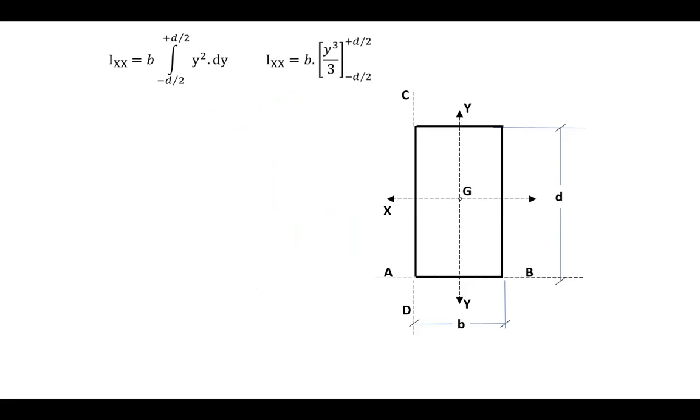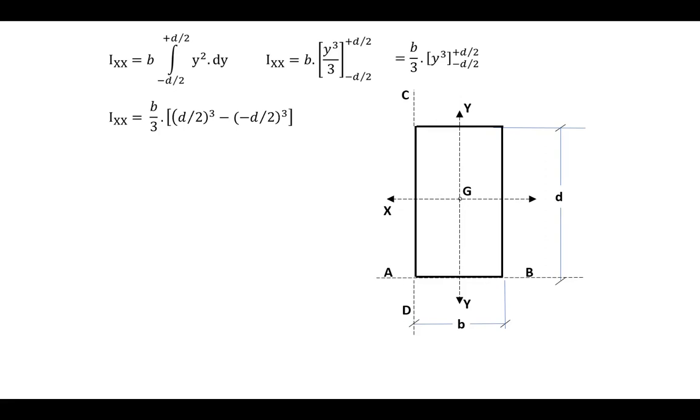Y cube by 3. Okay, and the limits, you substitute the limits, which are nothing but minus d by 2 to plus d by 2. So which is nothing but b by 3. You can simplify it. Okay, y cube, where limits vary from minus d by 2 to plus d by 2, and Ixx is equal to, simplify it further.